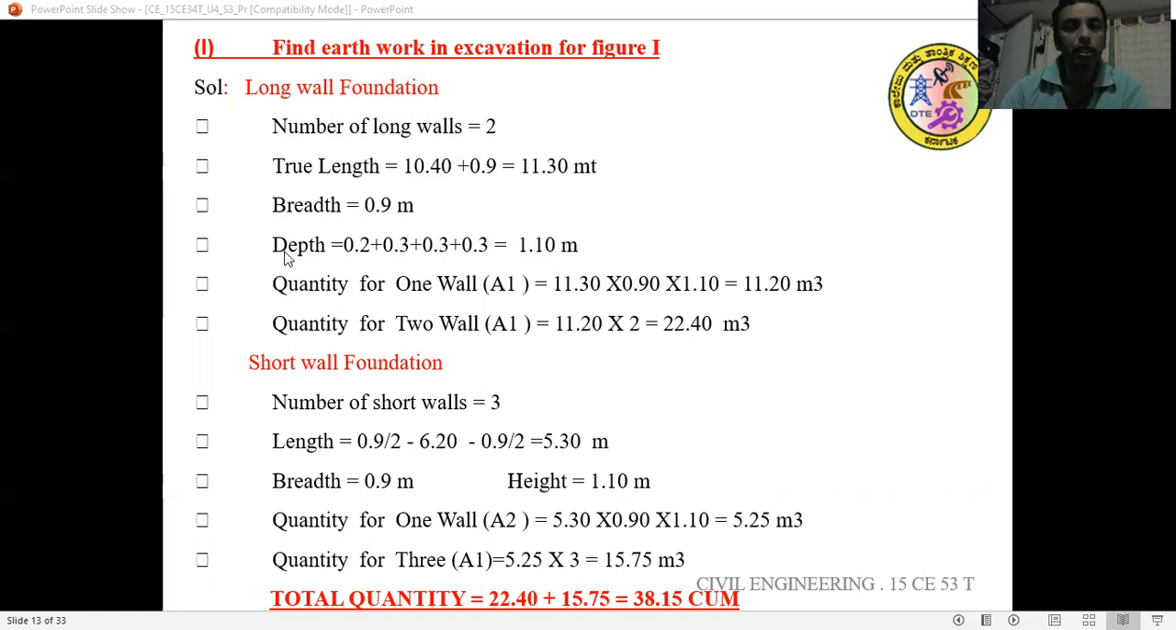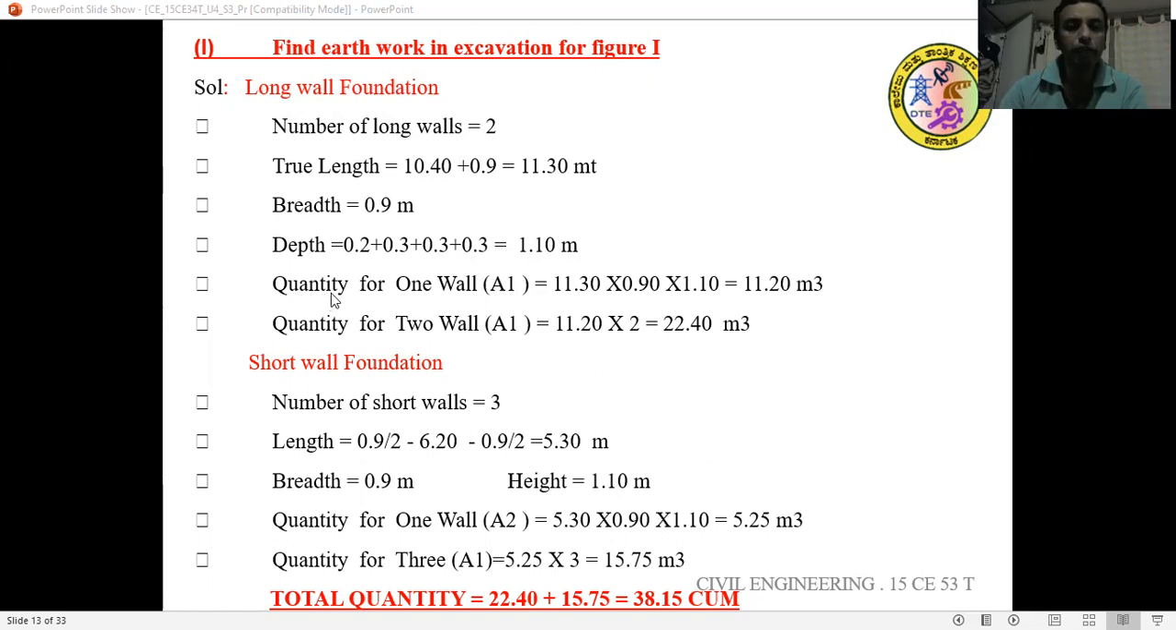Then in the cross section drawing, they have given the total depth of excavation, measured from ground level to the bottom of the PCC portion. This 0.2 is the depth of the PCC. This is the first footing size stone masonry. This is the second footing size stone masonry. This is the third footing size stone masonry. Then you add all the four values. Finally, you get 1.1 meter as the depth of excavation.